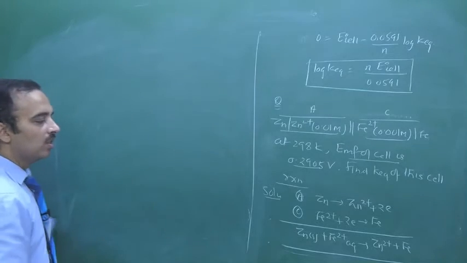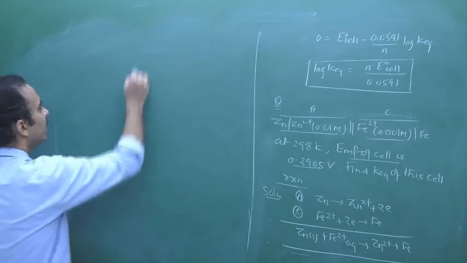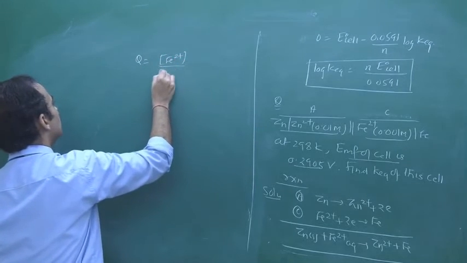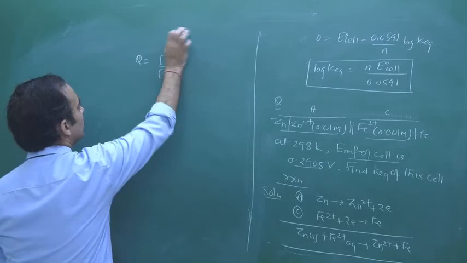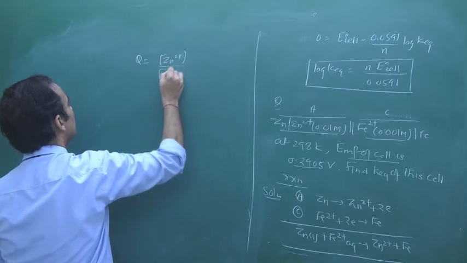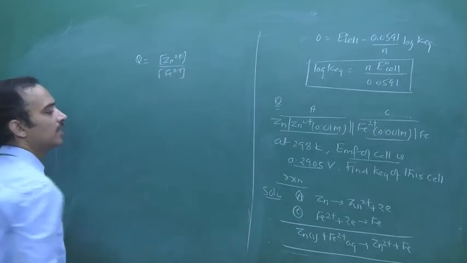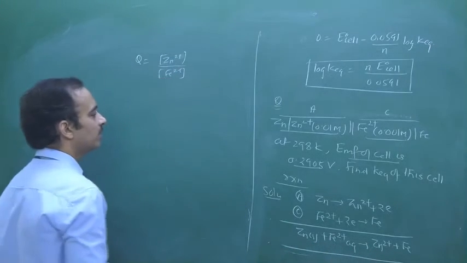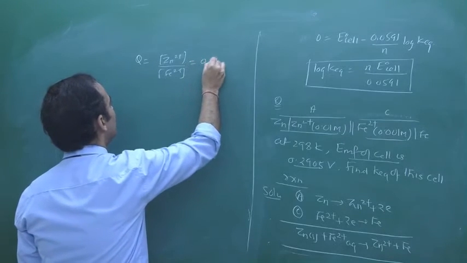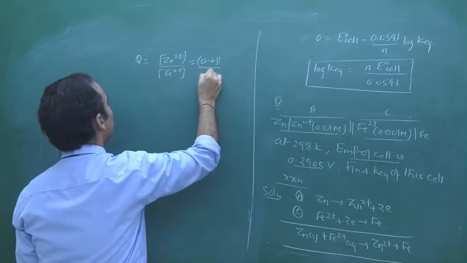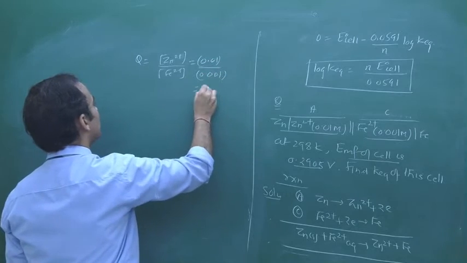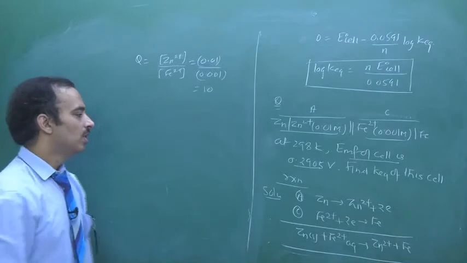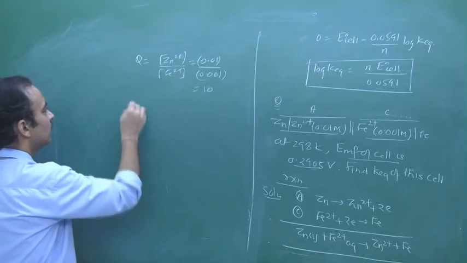Now what we can say? Beta, here Q will come out to be concentration of Zn2+ upon concentration of Fe2+. This is Q. Concentration of Zn2+ is 0.01, Fe2+ is 0.001. It comes out to be 10. Is it clear? Now let us apply Nernst equation.